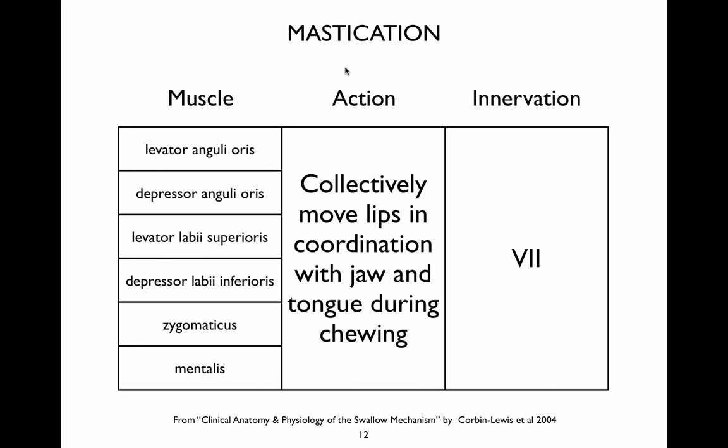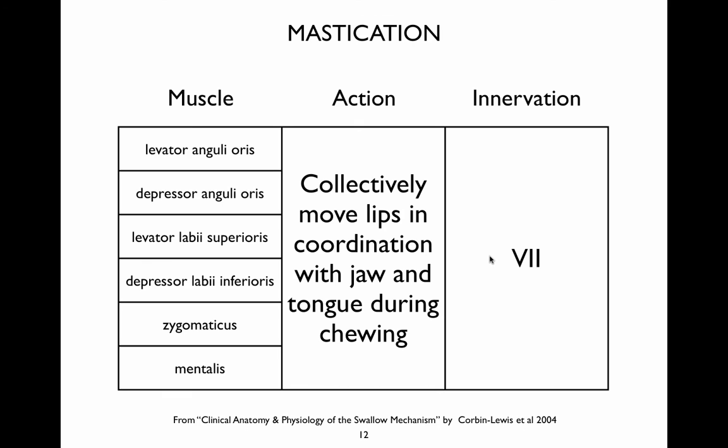Mastication also requires coordination of lips with the jaw, with the tongue, and we have a group of muscles here that correspond to innervation by cranial nerve 7.